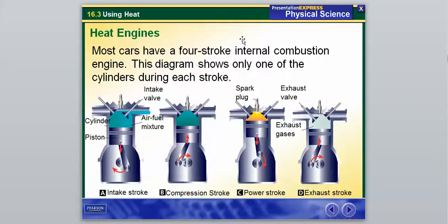And again, your book has a really good description of what causes each one of these motions to occur. So we're going to wait to do that in class and take a little bit more time, because this one's a little more complex than the internal or the external combustion engine.